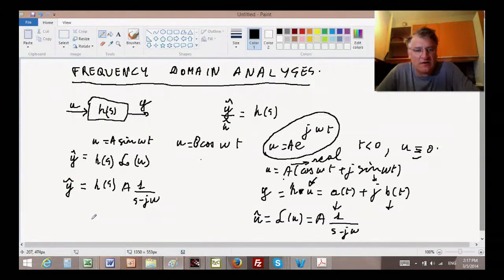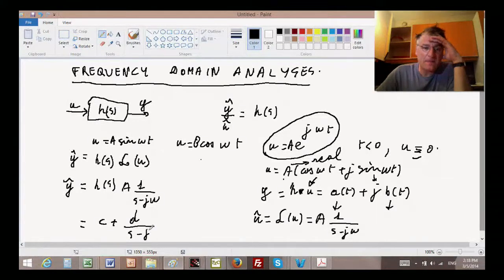All right, so from there we need to go on and understand what the response y is. For that purpose, we need to decompose this thing. There are several ways of doing so, and I will just seek a particular formula. I will try and see if I can write this as two terms, C plus D over s minus j omega, where C and D are terms that I don't know about yet.